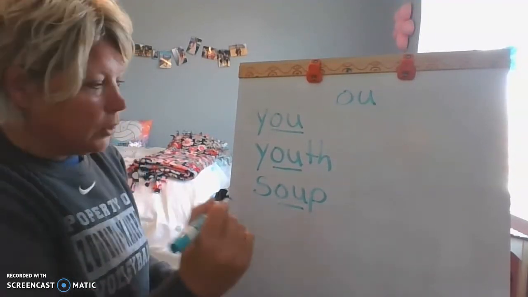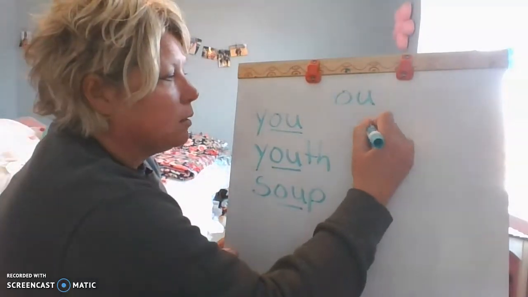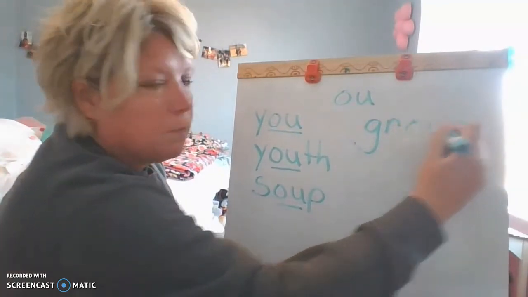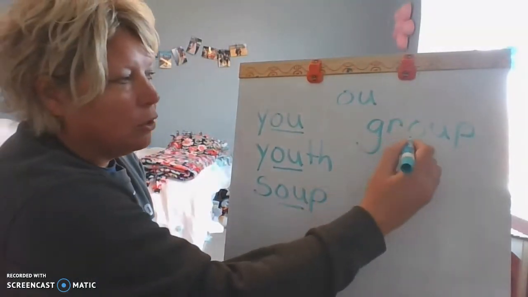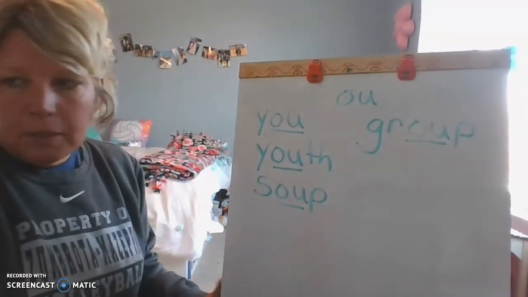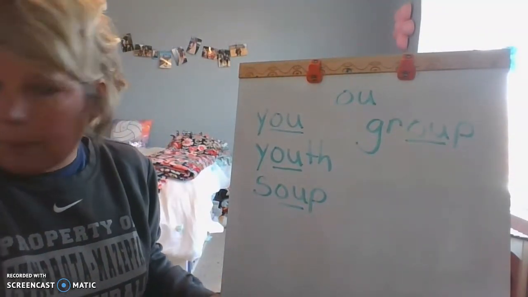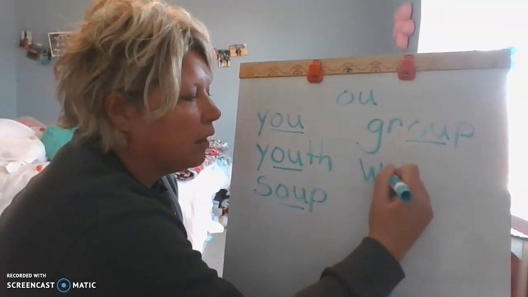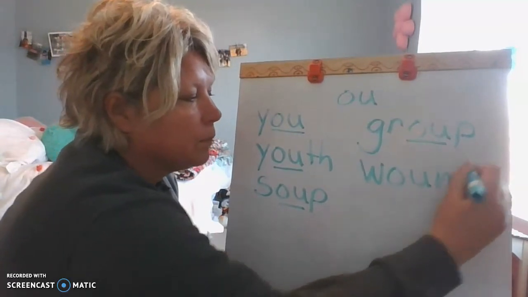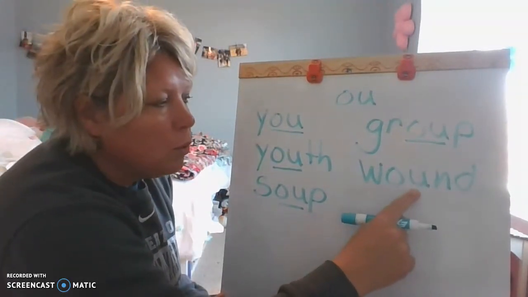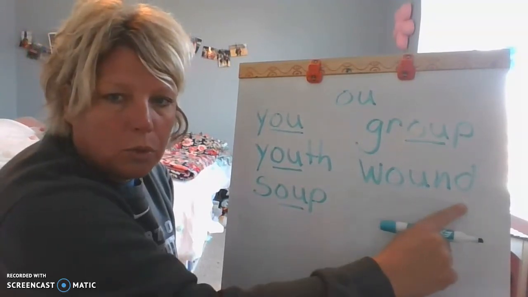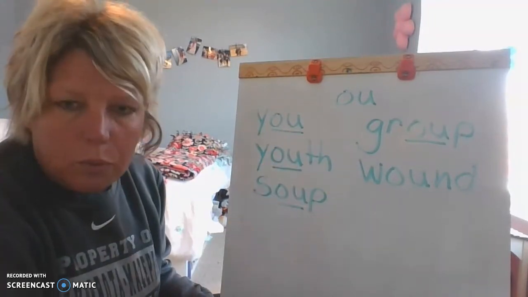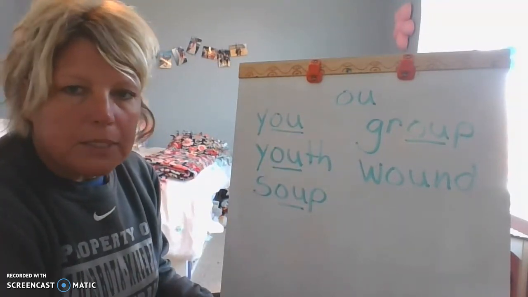A couple more words would be when we're all together, we're in a group. Another word that has the ooh, let me look at my list. It's this. If I get hurt, I might have what we call a wound, wound. Not very many words have this OU in them, but we still need to know it.